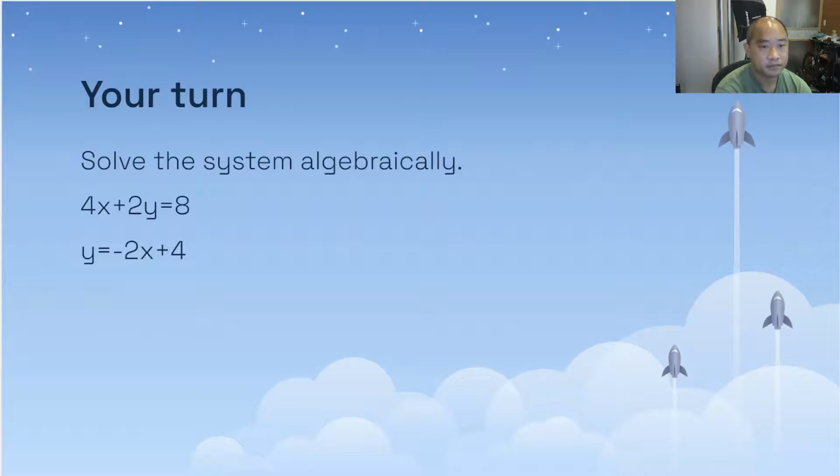All right. Your turn. Solve the system algebraically. So again, we're going to put the y equals negative 2x plus 4 into here. So 4x plus 2 times negative 2x plus 4 equals 8. Then we'll distribute: 2 times negative 2x is negative 4x, and then 2 times 4 is 8, equals 8. These like terms cancel out, so it's 8 equals 8.